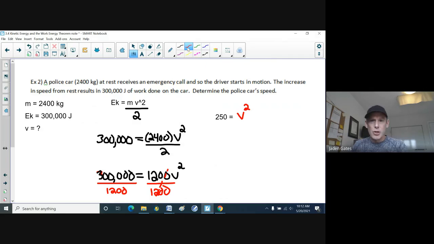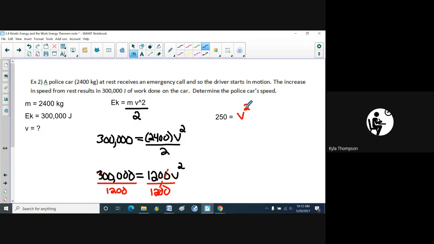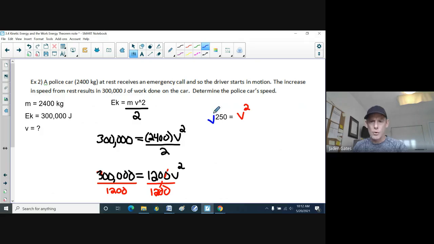How am I going to get rid of that little 2, though? I'm not going to divide by 2. Anybody know how I'm going to get rid of that little 2? Square root. You got our square root. So I'm going to square root both sides here. All right, and my V is going to be my velocity or my speed, whatever you want to call it. And the speed of this car, I take the square root of 250. I get 15.81. And again, because we're in our standard units, that is talking about meters per second.